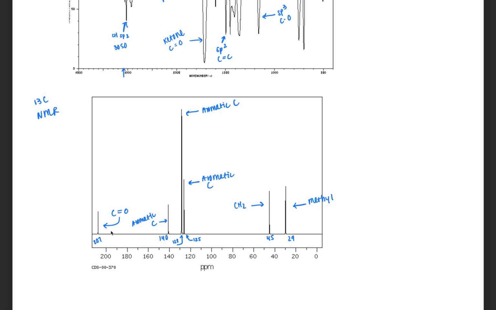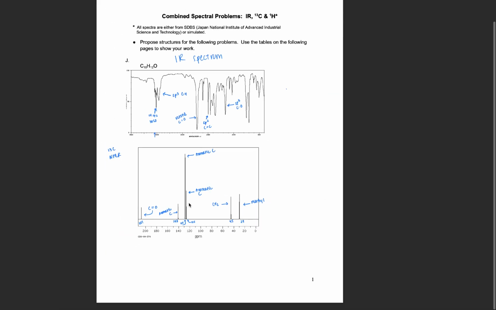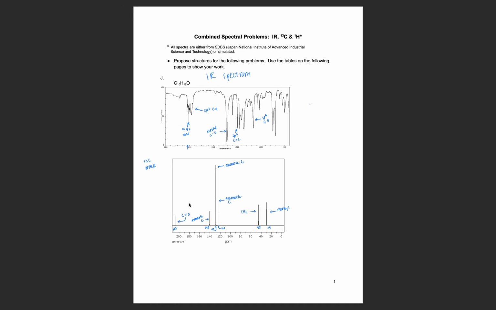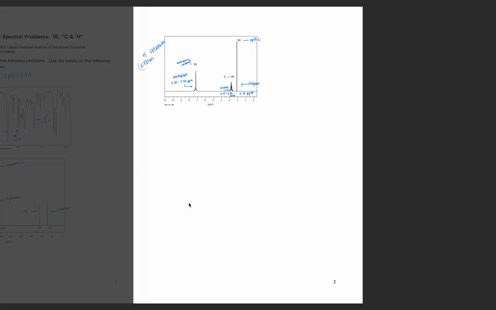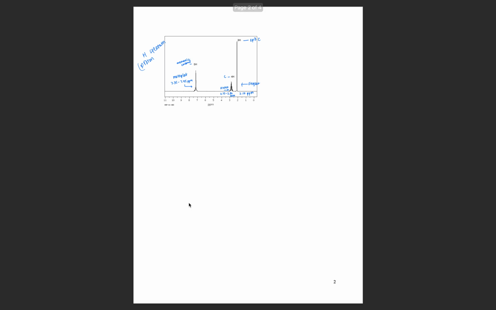Lastly, at 207 ppm we have carbon double bonded to our oxygen, which will be in our, well, all of this will be in our proposed structure, but the last one will show our second carbon. And then lastly, we will go over our H spectrum, which is also called the proton spectrum.